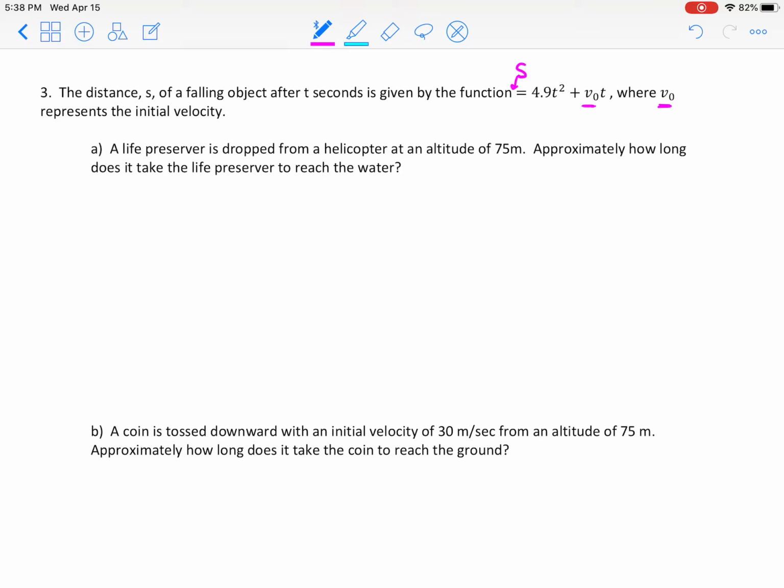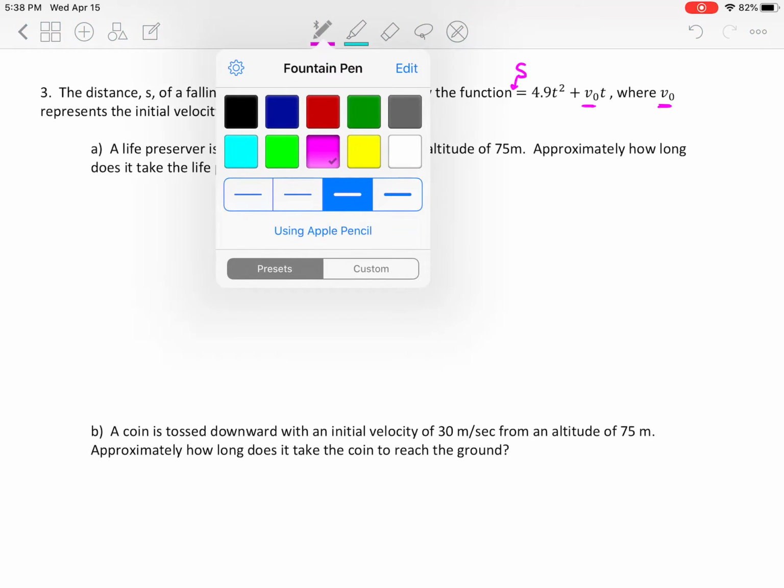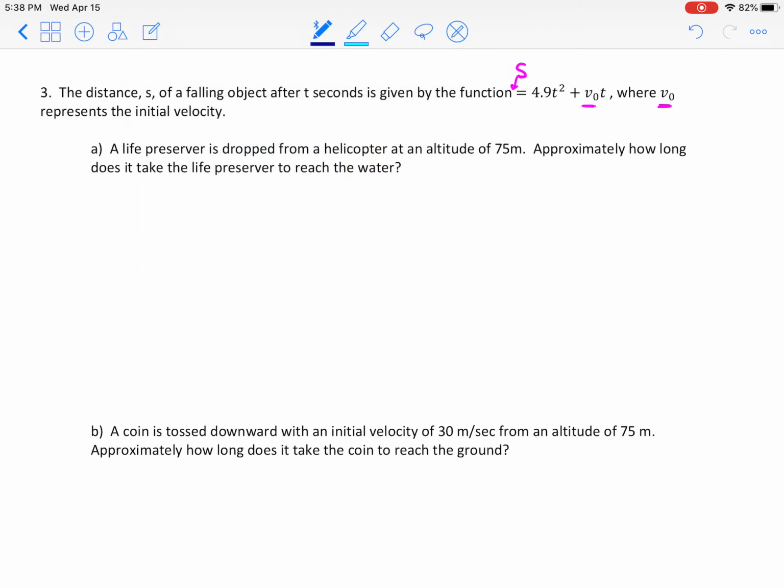So part A, it says that a life preserver is dropped from a helicopter at an altitude of 75 meters. Approximately how long does it take for the life preserver to hit the water? So look what's happening here. And excuse me, let me back up. There are 3 variables in this, right? There's S, which was distance. There's t for seconds, and then there's v sub 0 for initial velocity. Okay, so I apologize. I gotta get some water here.